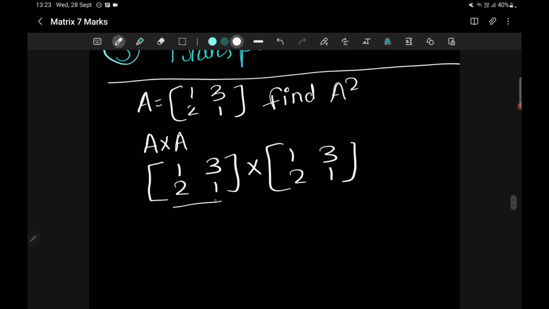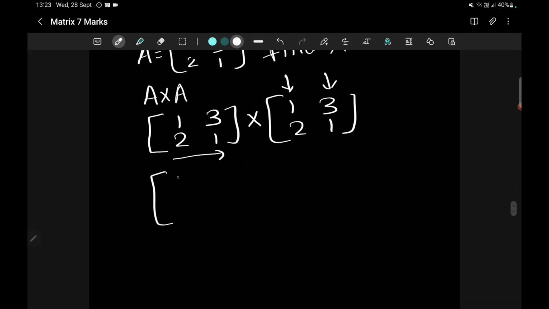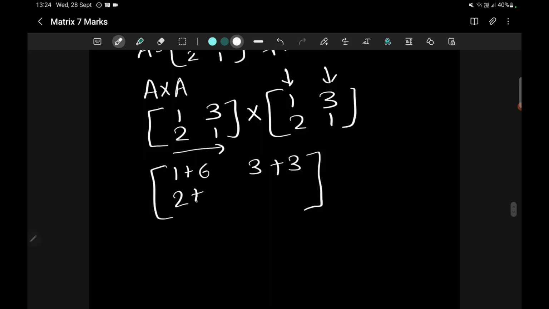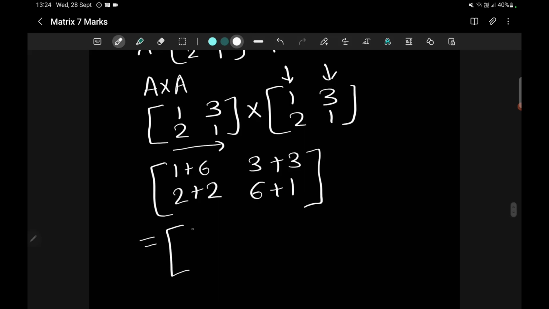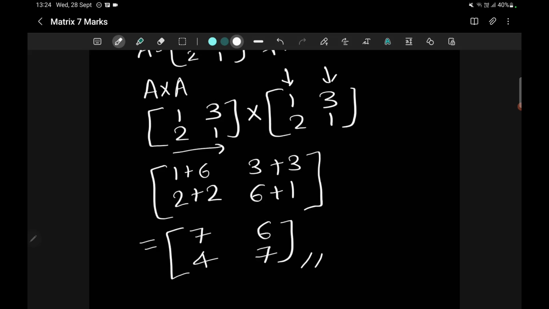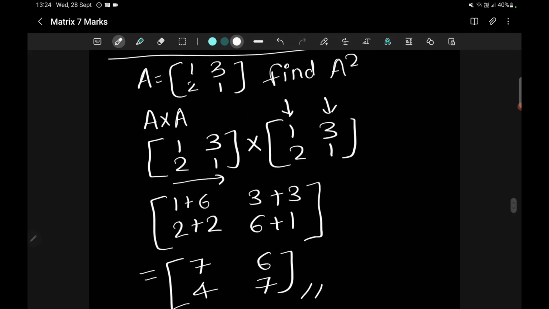Now we have to multiply rows with columns. Therefore 1 into 1 is 1. 3 into 2 is 6. 1 into 3 is 3. Plus 3 into 1 is 3. Then 2 into 1 is 2. Plus 1 into 2 is 2. 2 into 3 is 6 plus 1. If you simplify this, you will get 1 plus 6 is 7. 3 plus 3 is 6. 4 and 7. This is how you can find the square of a matrix.